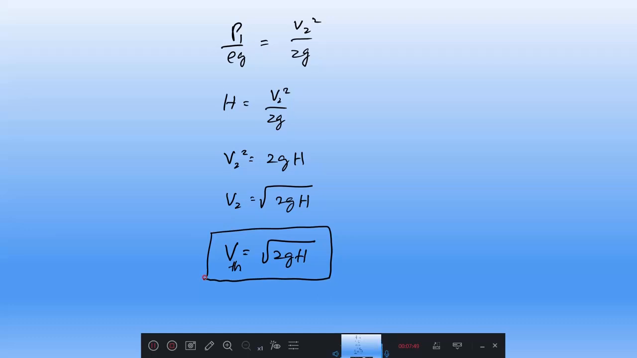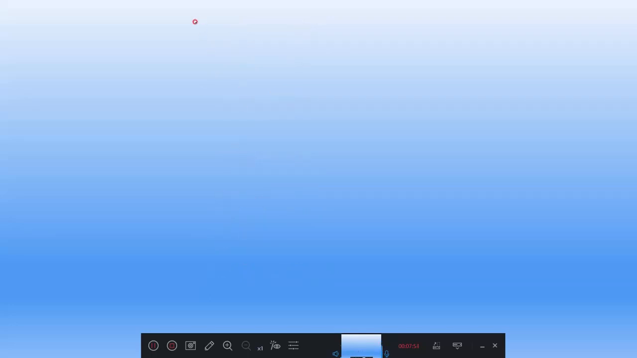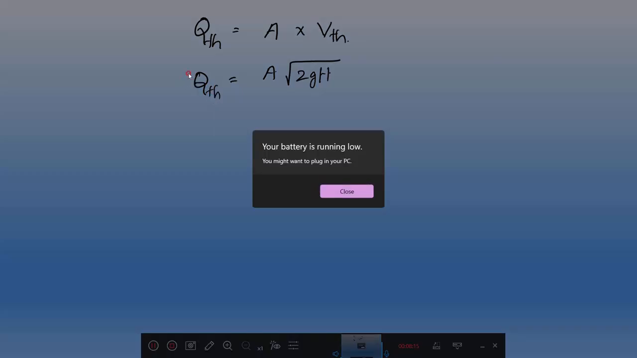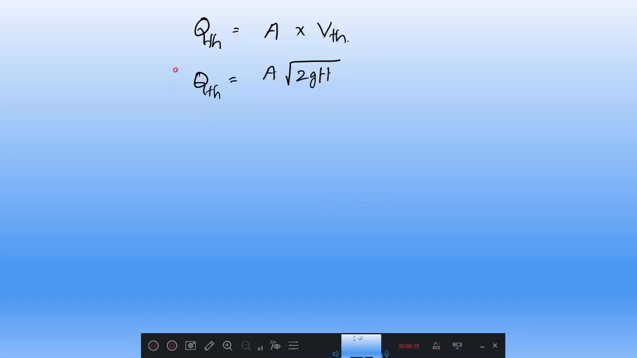Now they are also asking us to derive an expression for discharge. What is the discharge? Theoretical discharge is equal to area of orifice into theoretical velocity. The area of orifice is A, and the theoretical velocity is root 2gh. Therefore, you got an expression for theoretical discharge.